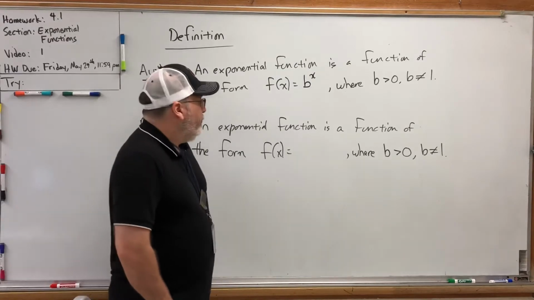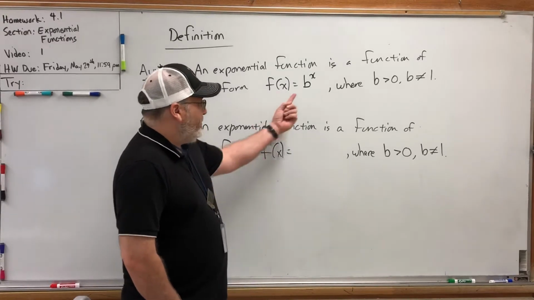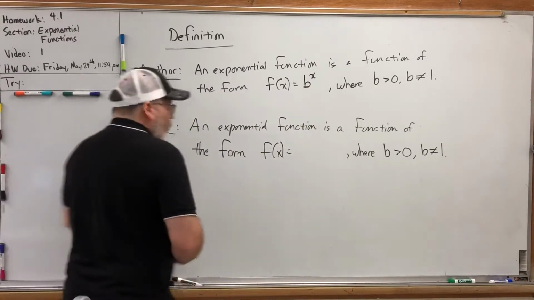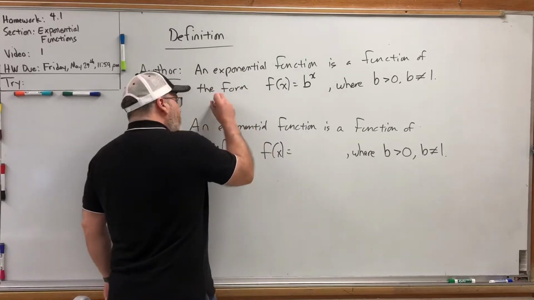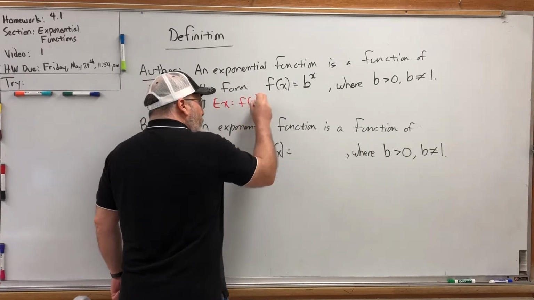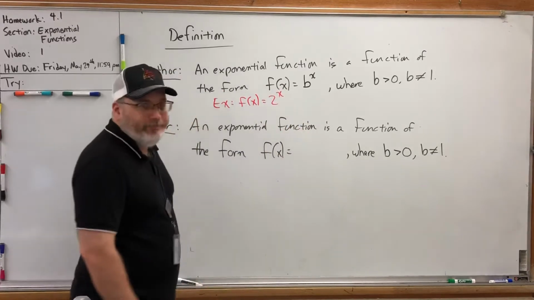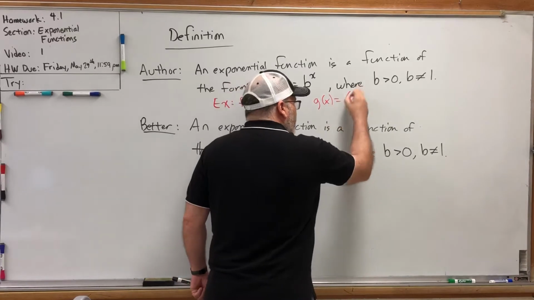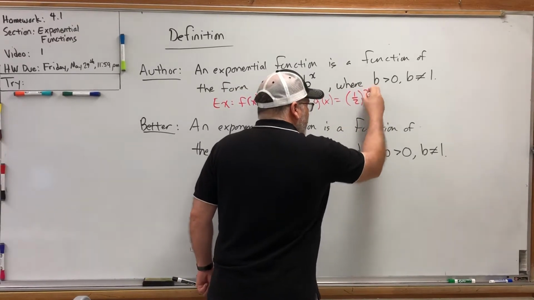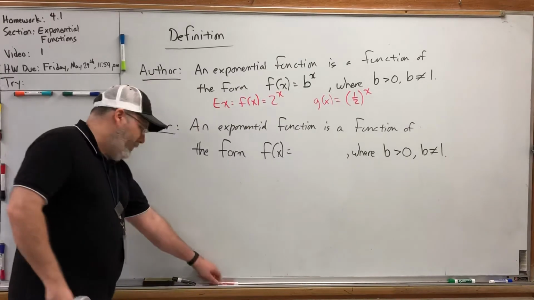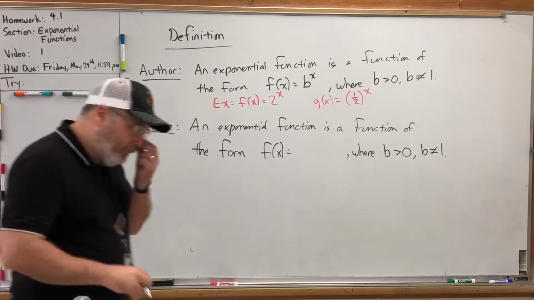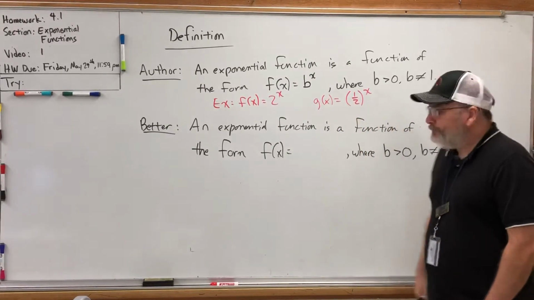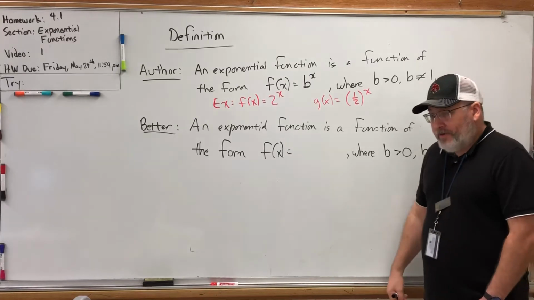In other words, what makes it exponential is that the x is in the exponent, and the base is just some constant. So for example, according to the author's definition, we could call something like f of x equals 2 to the x an exponential function. And it is. Or we could say something like g of x equals 1/2 to the x. But in my opinion, the author's definition is a little restrictive, because there are other exponential functions that don't fit this definition. So here, in my opinion, is a better definition.